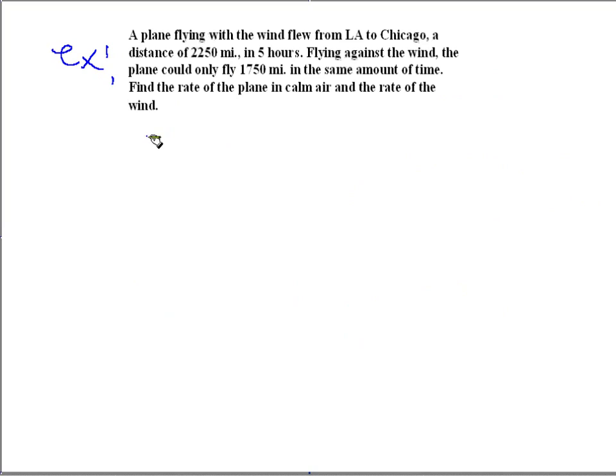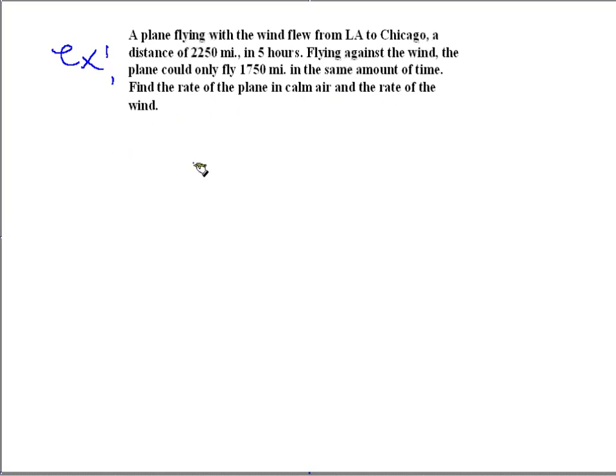This problem says: a plane flying with the wind flew from LA to Chicago, a distance of 2,250 miles, in 5 hours. Flying against the wind, the plane could only fly 1,750 miles in the same amount of time. Find the rate of the plane in calm air, that means how fast is the plane when there's no wind, and the rate of the wind. How fast is the wind blowing it? So that's a typical rate of wind problem on the homework.